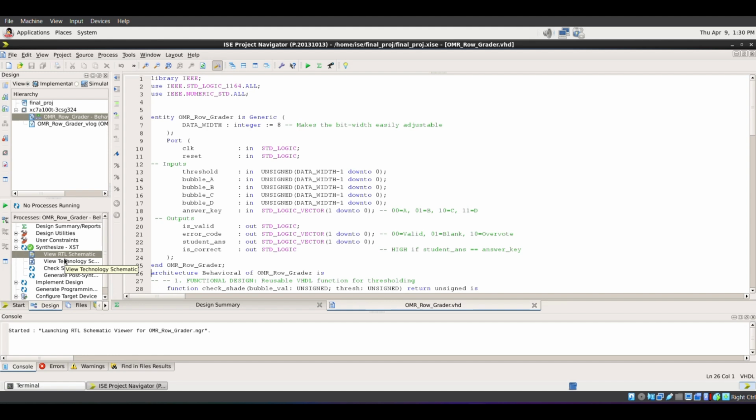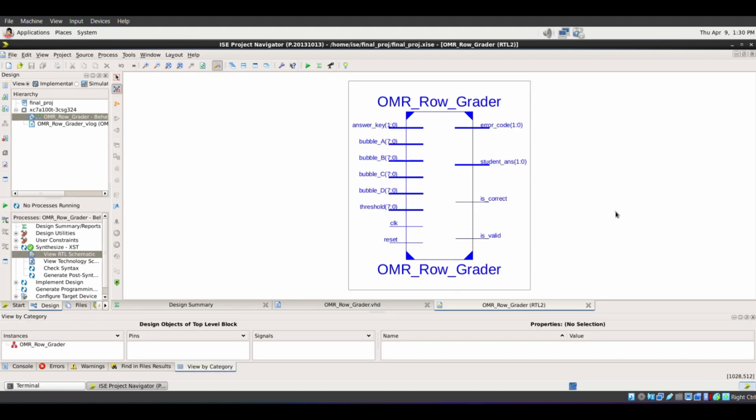At its core, our OMR row grader is a digital signal processing module. The architecture is divided into two main stages, a combinational logic stage and a synchronous sequential stage. In the first stage, a row of sensor data representing the physical darkness of bubbles A, B, C, and D enters the system alongside the dynamic threshold value.